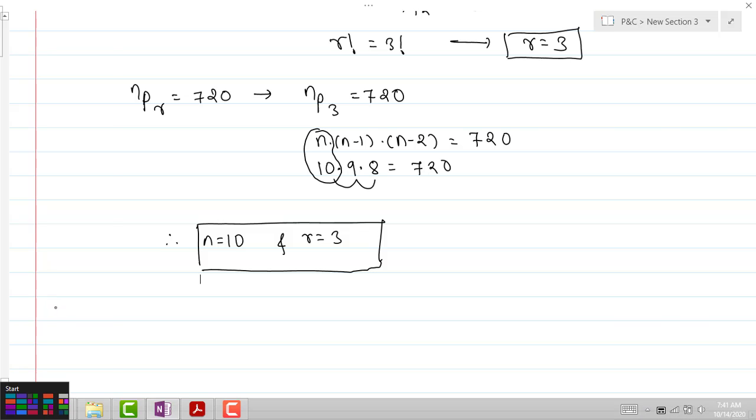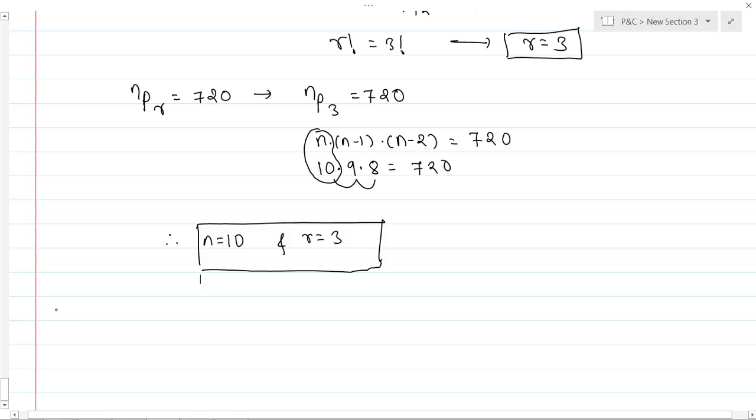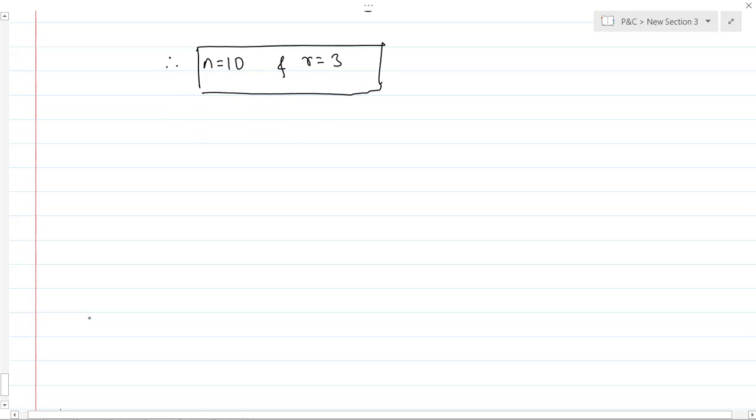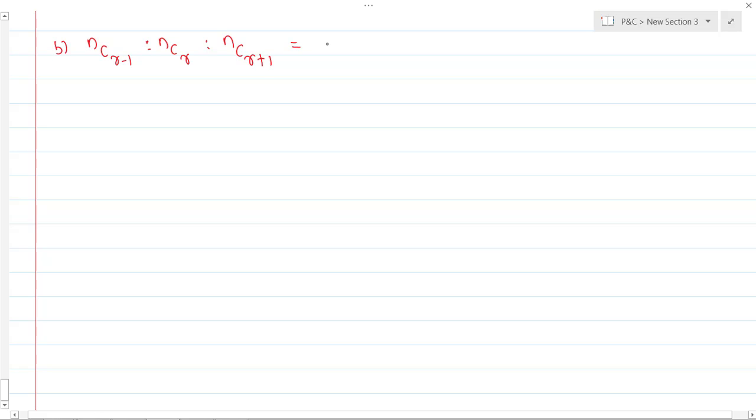Okay, let's see the next one now. So it is nC(r minus 1) is to nCr is to nC(r plus 1), it is equal to 20 is to 35 is to 42.